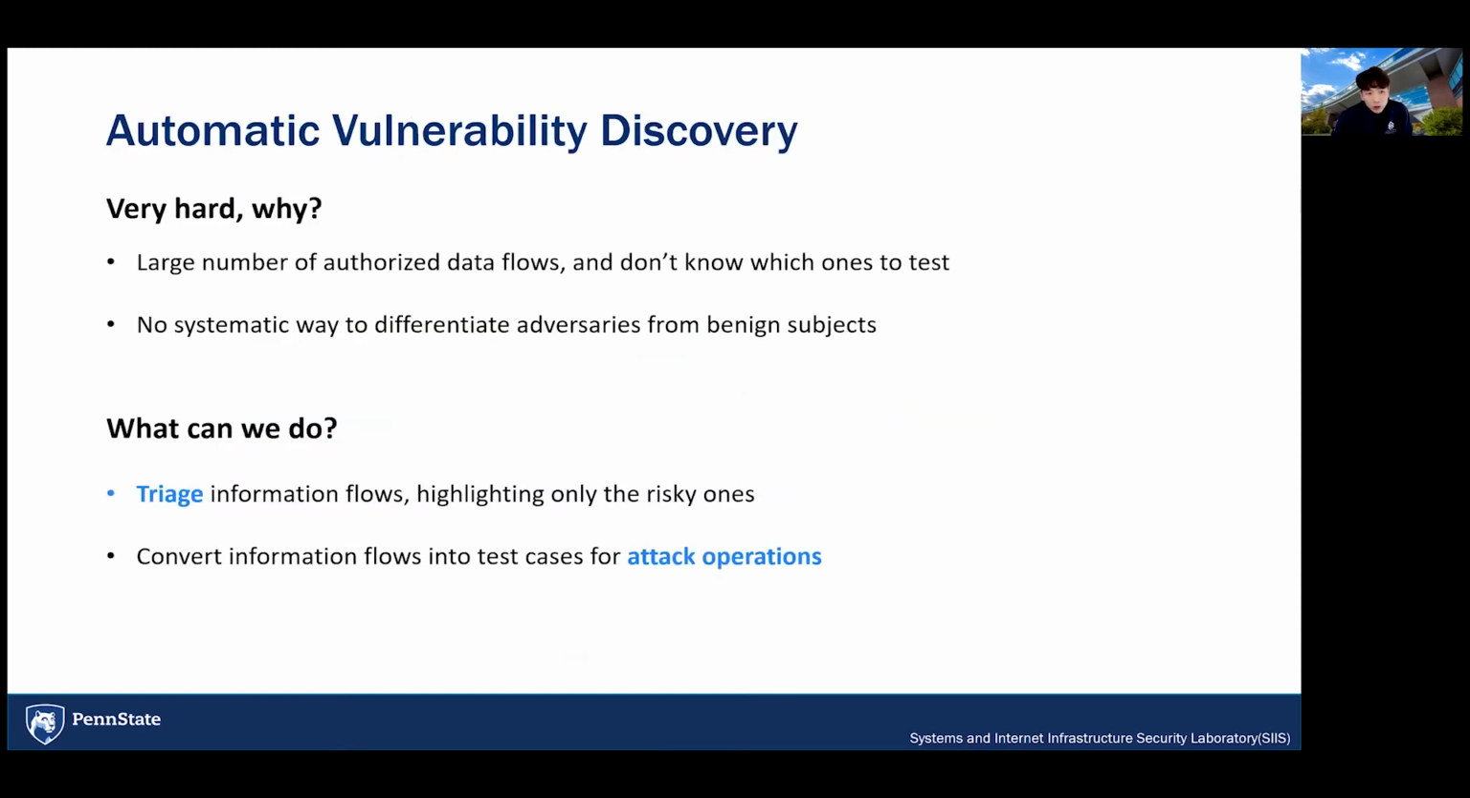And we ask the question, can we automatically detect this kind of vulnerability? It is very hard because, one, there are a lot of data flows and we don't know which ones to test, and the second is we don't have a systematic way to separate trustworthy subjects from untrusted ones. So what can we do? We should first triage information flows and identify only the risky ones, and convert risky flows into test cases for attack operations.